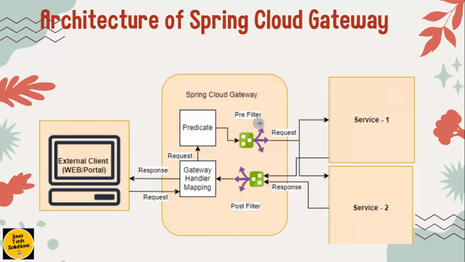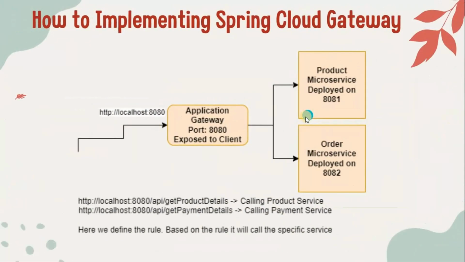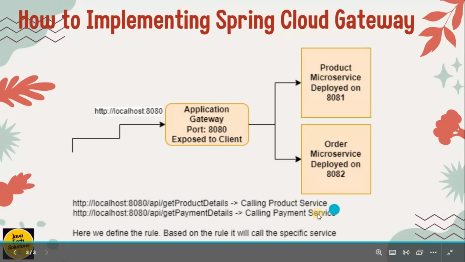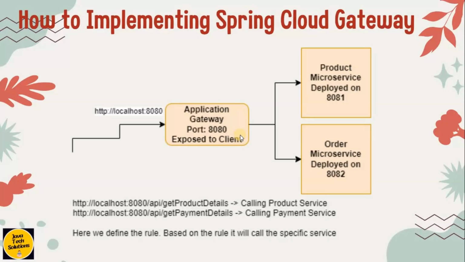Next we will talk about how we are going to implement this Spring Cloud Gateway in our application. For that I've designed an application architecture. Let's say we have 3 microservices. One is the gateway, which is also a microservice that will be exposed to the client. Another is the product microservice, deployed on 8081. Another one is the order microservice, deployed on 8082.